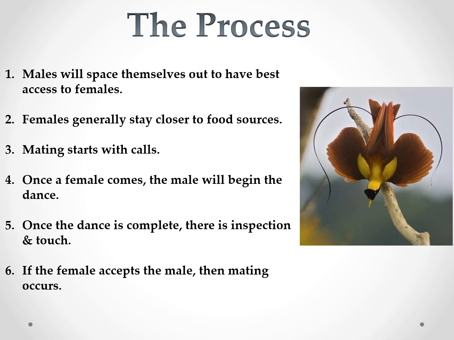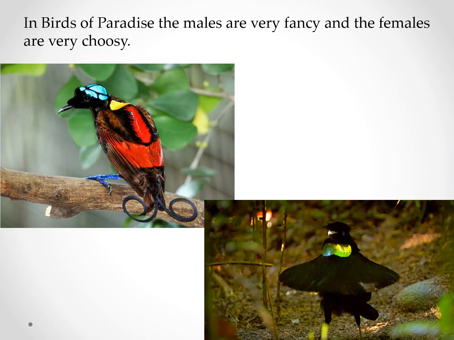In the case of birds of paradise, it always starts with mating calls. Once the female comes, the male will begin his dance. Once the dance is complete, there is an inspection period and a touch. If the female accepts the male, then mating occurs. If not, she will either fly away or give him a sign that she does not accept, and the male will move on to another female. So in birds of paradise, the males are very fancy and the females are, in essence, very choosy.